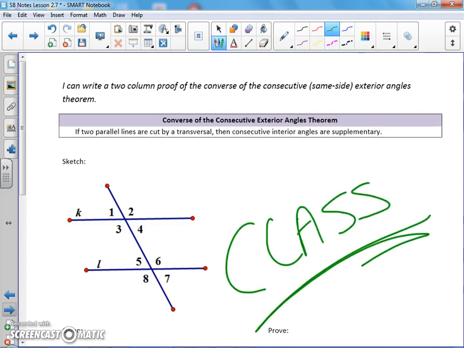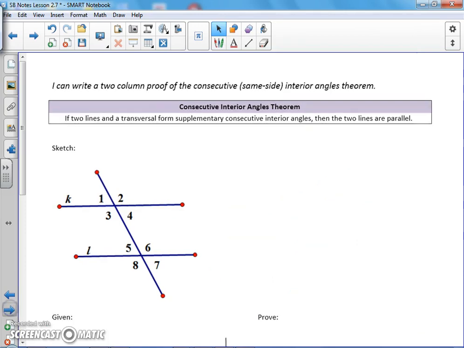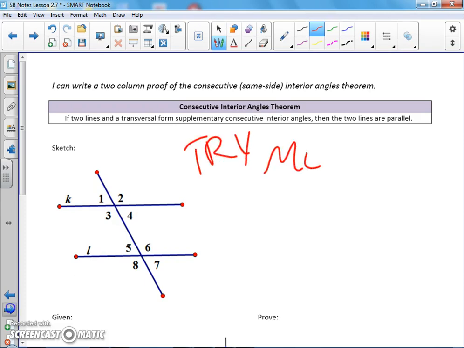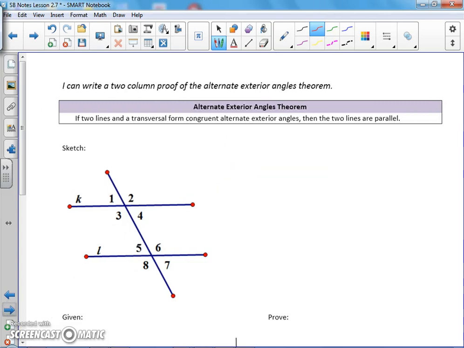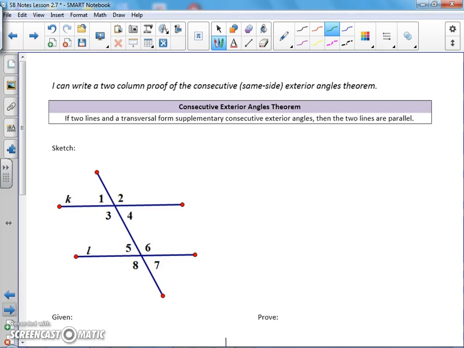Don't write on it because you're going to do it in class, but for right now you can hold off on that one. The one after that is our consecutive interior angles theorem, and this is one that I want you to try. So this one's going to be a trimie. After that, we've got one that we're going to leave for class. So again, don't write on that. We'll leave that one for class. And then our final proof in this section is a trimie again.